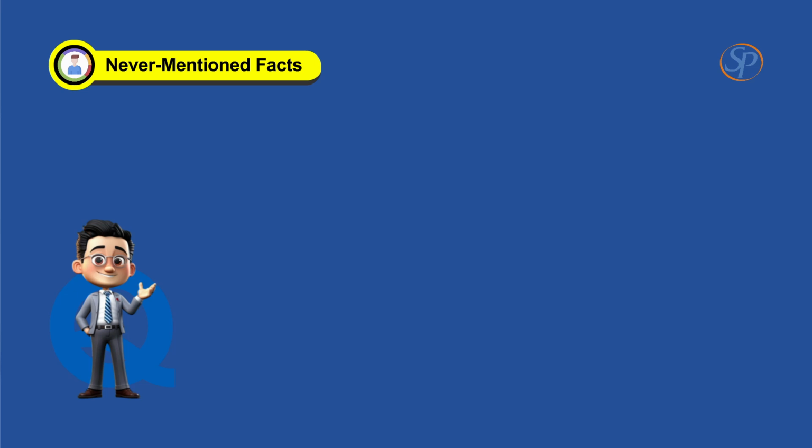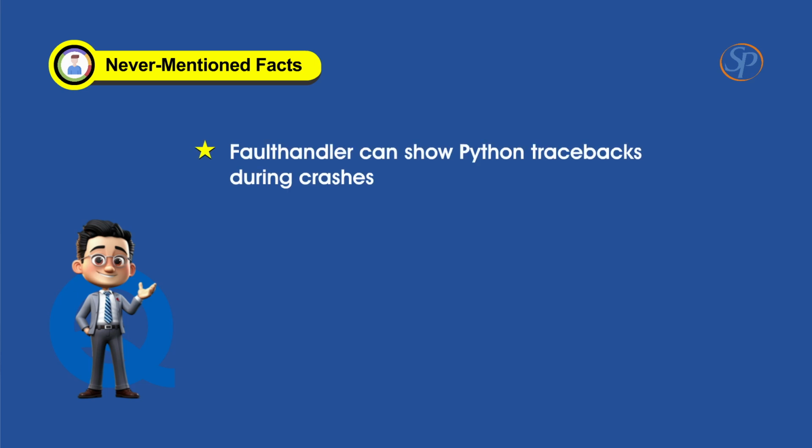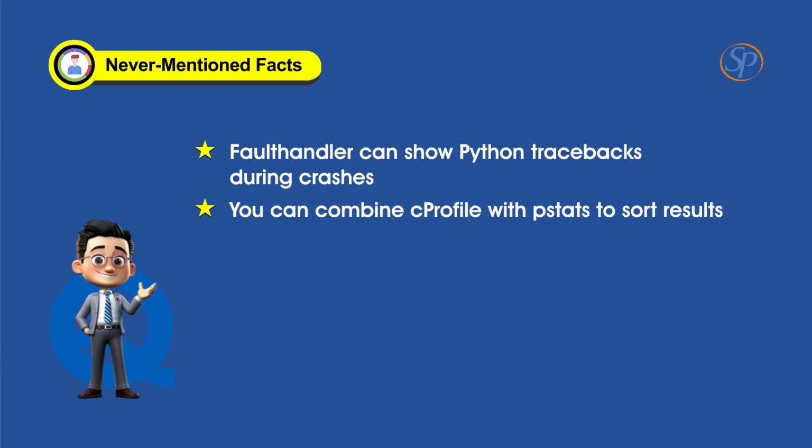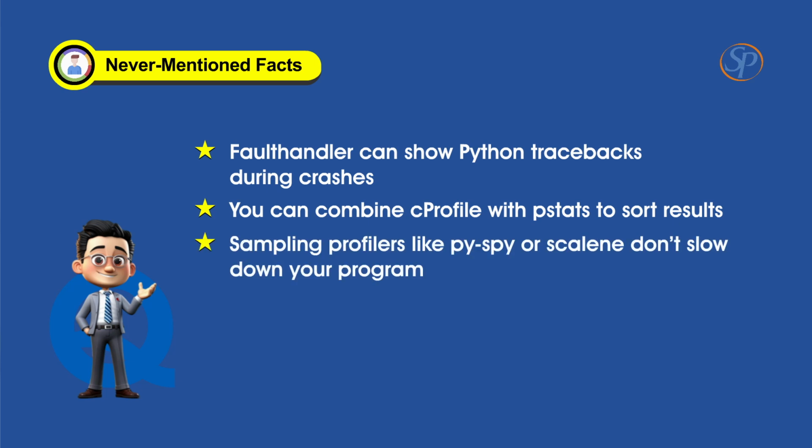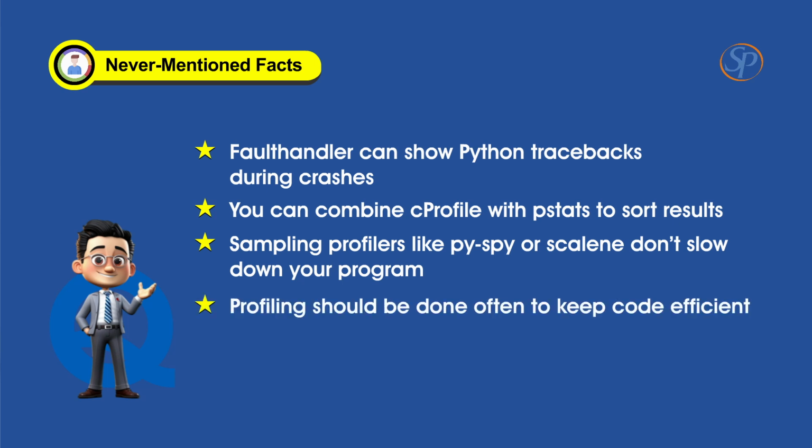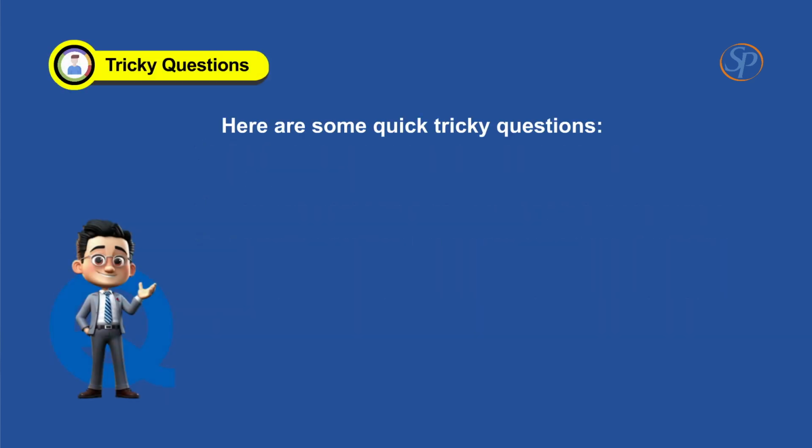Now some fun facts. These are some helpful tools many beginners don't know. Faulthandler can show Python tracebacks during crashes. You can combine cProfile with pstats to sort results. Sampling profilers like PySpy or Scalene don't slow down your production. Profiling should be done often to keep your code efficient. These tools help make debugging and profiling easier.